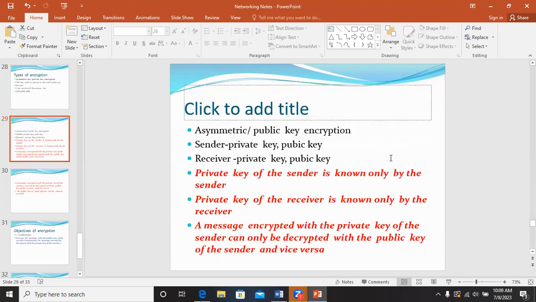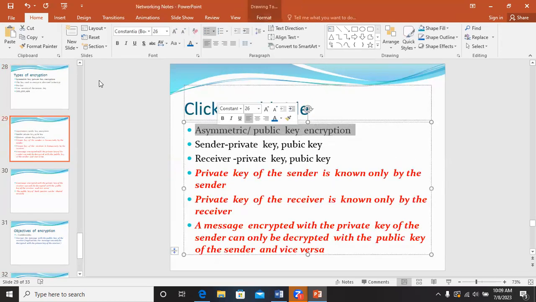Then they came up with asymmetric or public key cryptography. Cryptography is the same thing as encryption. This time around, each party will have a private key and a public key. Then you understand the rules. Everybody should keep their private key private. It should not be shared. But a message encrypted with the public key of a sender or a receiver can be decrypted only by the private key of the sender or receiver, or vice versa. That is the general rule.